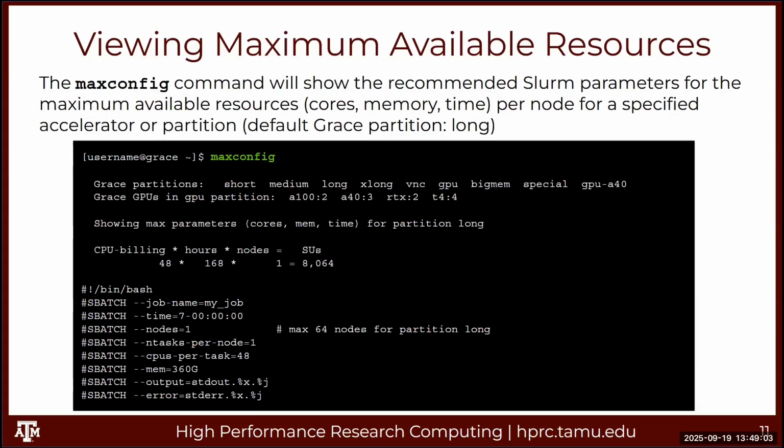Let's just say you're running an alignment, a BWA alignment. BWA can take advantage of all the cores. So if you run it with one core, it's going to take a long time. You might think, I'm going to save service units and just use one core, but it's going to take so long that you'll probably be using more service units. Just use all the cores and it'll get done a lot quicker. And the way you figure that out is you run max config.